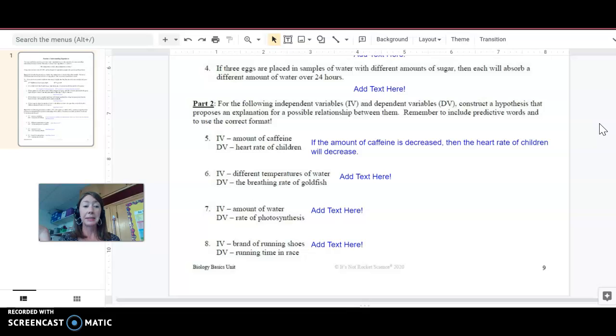Does it make sense? Yeah, I would think so. I mean, it's logical, right? If we give people less caffeine, then their body kind of calms down, so their heart rate might calm down. And can we test it? Looks like it. We could experiment on children. We don't experiment on children, but in theory, it's testable. And so that is a properly written hypothesis, and it is actually a scientific hypothesis because it can be tested, and it does make sense.